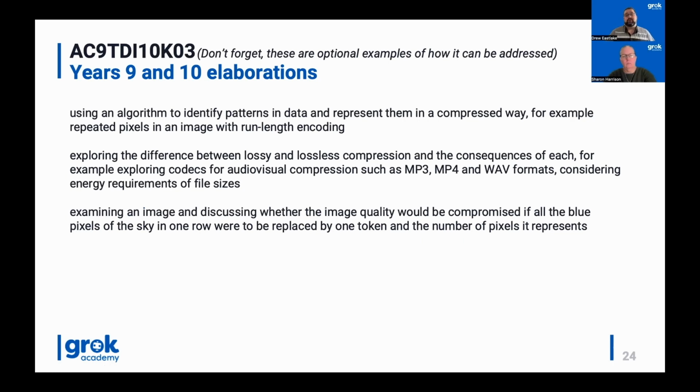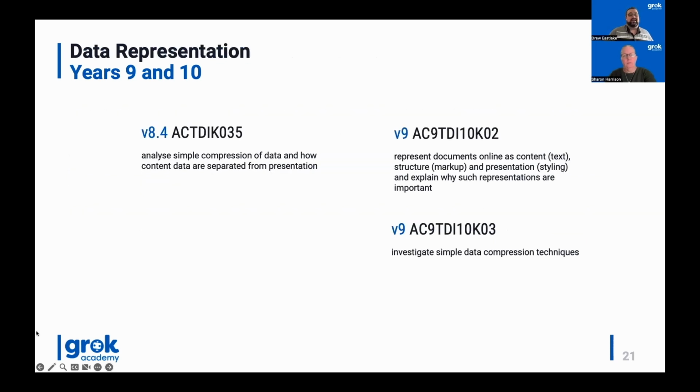We need to use algorithms to identify patterns in data. We need to look at lossy and lossless compression, and we need to examine an image and discuss whether it would be compromised if all the blue pixels were to be replaced by one token and the number of pixels it represents. The key word with this one is investigate simple data compression techniques. You do not necessarily require students to be able to do it themselves.